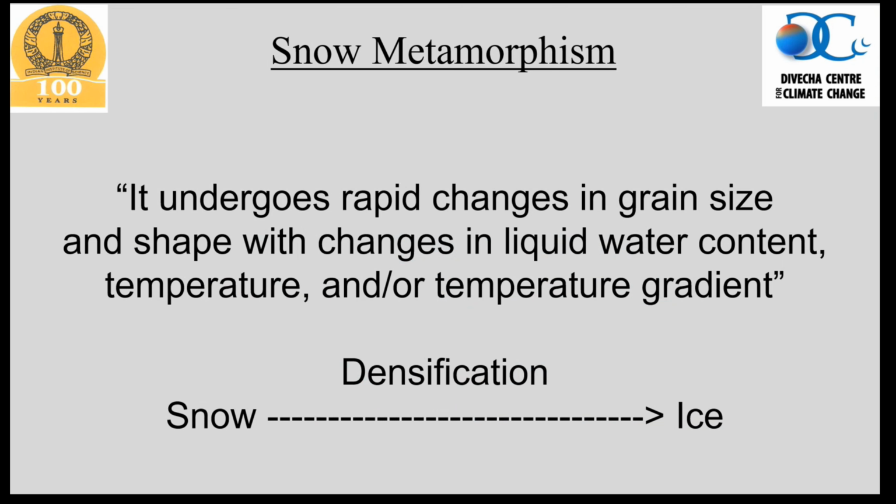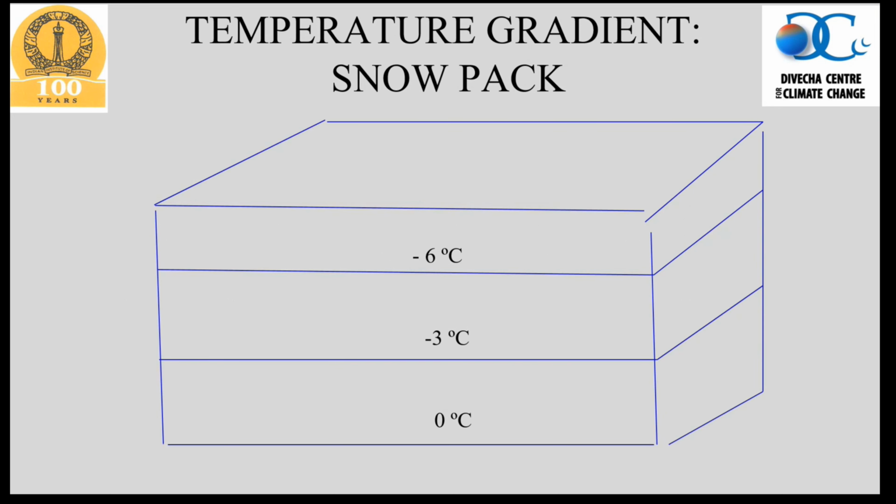So the basic idea is that as snow has very low density, and as it goes through the process and gets converted into ice, there is a significant change in the physical characteristics of snow. That rapid change in various physical characteristics of snow is known as snow metamorphism. So with changes in grain size, shape, liquid water content, temperature and temperature gradient, all these things lead to densification of snow, and snow converts into ice, and the process is known as snow metamorphism. So let us understand some of the things about why it really happens.